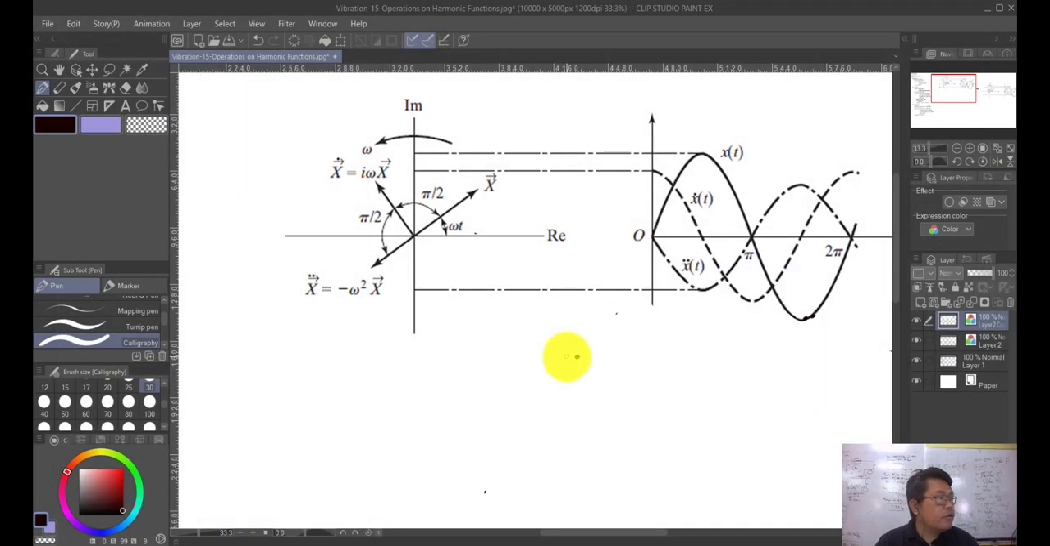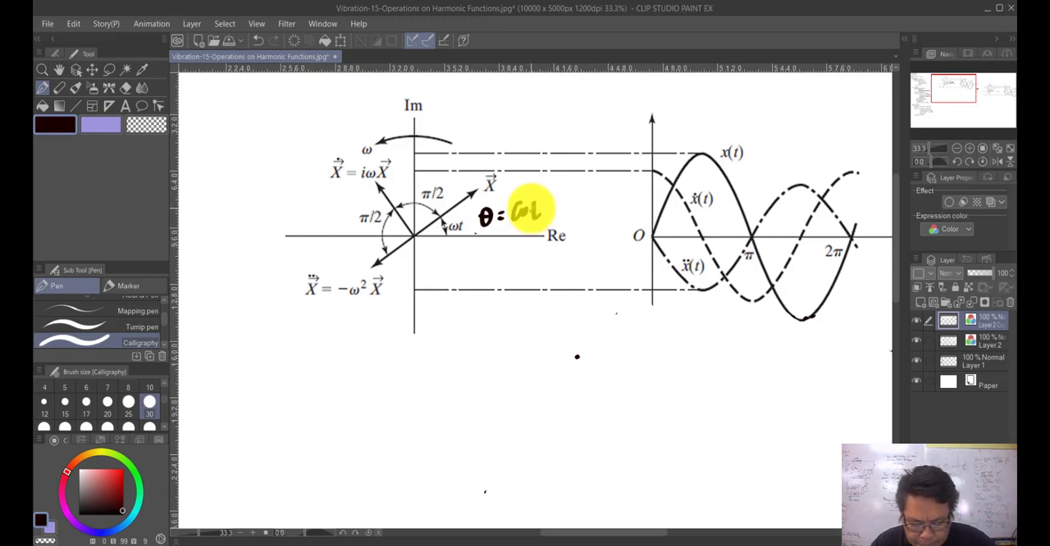Oh yeah, okay. From the continuation of my previous lecture. So this is the representation of my vector displacement. Usually this is an angle. So this is an angle theta, which is equal to the angular velocity times time.